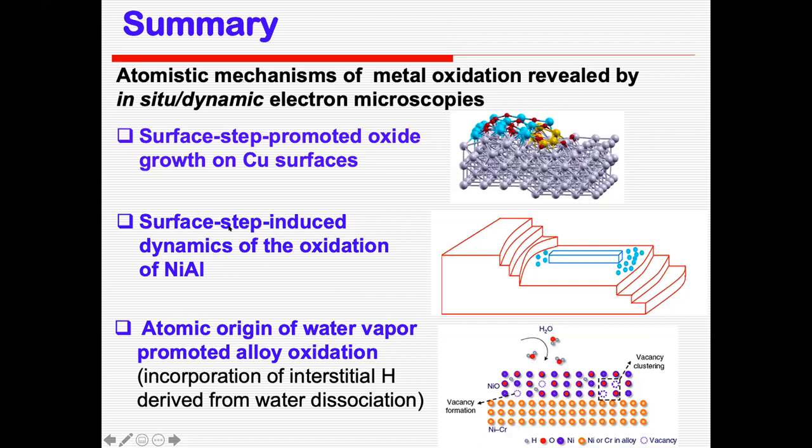And we now look at the atomistic mechanism of why water vapor can lead to a faster oxidation rate. It's because of the interstitial hydrogen atoms. Those hydrogen atoms are derived from water dissociation.